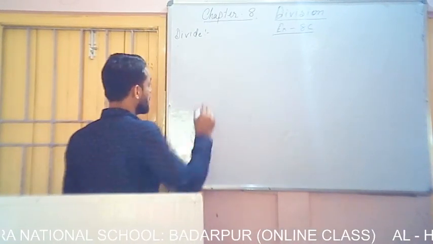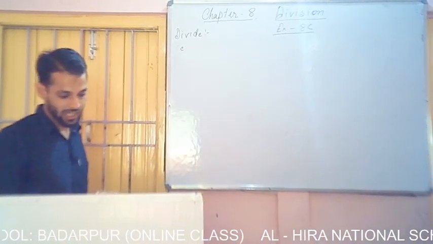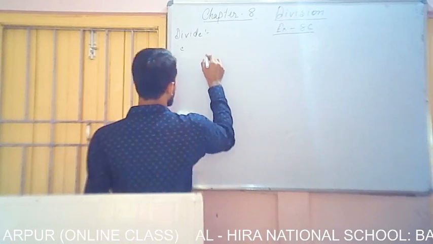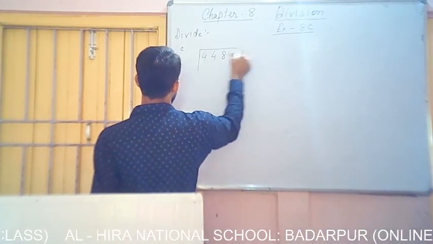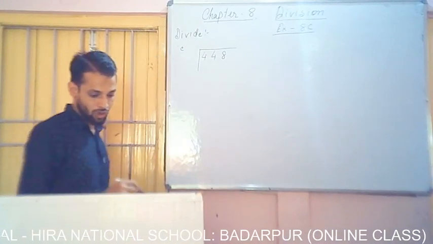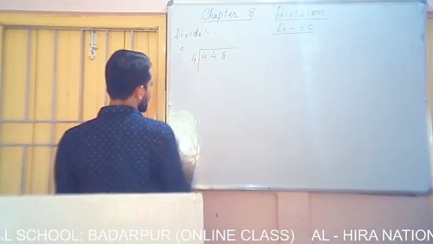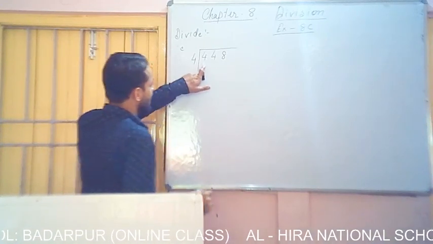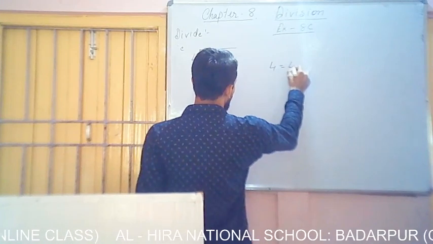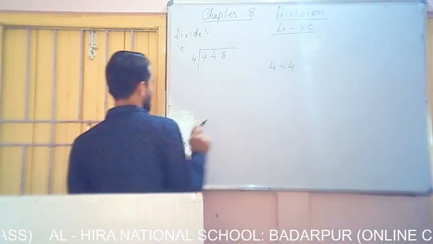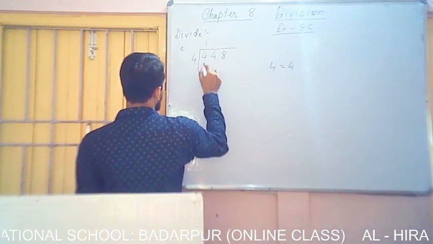Now question number 1c. That means question number 1c. 448 divided by 4. Here you can see the dividend and the divisor both are equal in case of the 100 place and in case of the 10 place. So 4 ones are what?